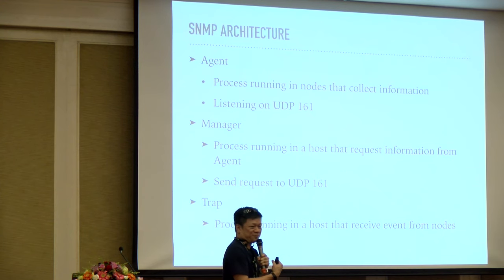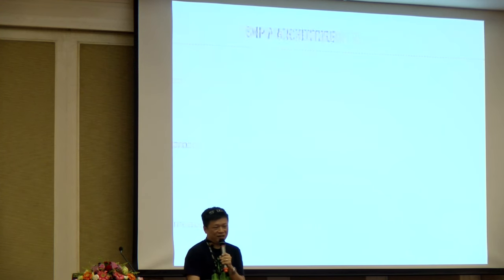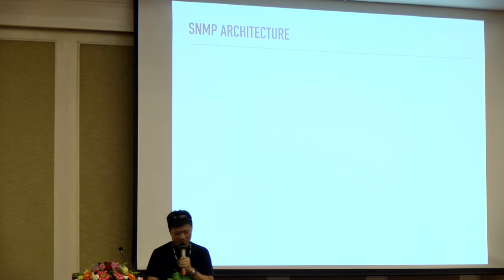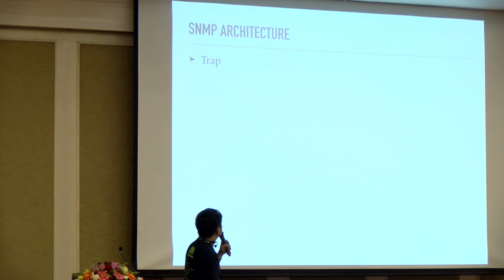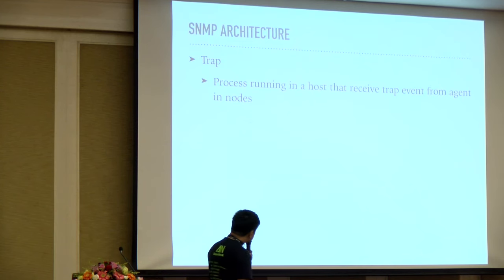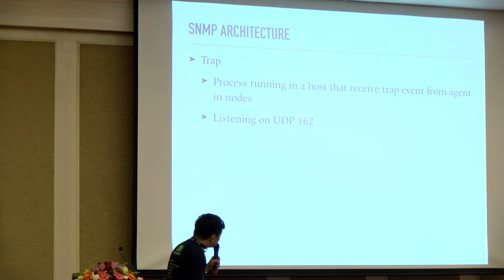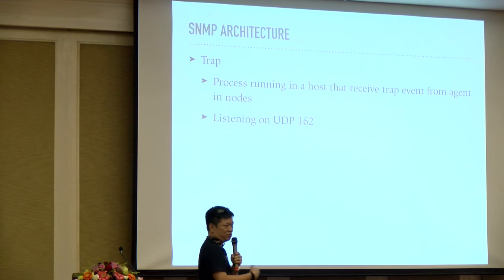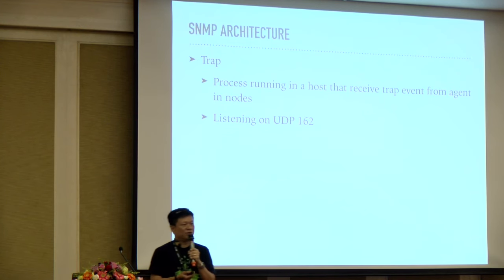So it's called a trap. It will sit there on port UDP 162, instead of 161. 161 is the agent, 162 is the trap. And then it's waiting for the information to come. So this one is passive. It will not connect to the agent.